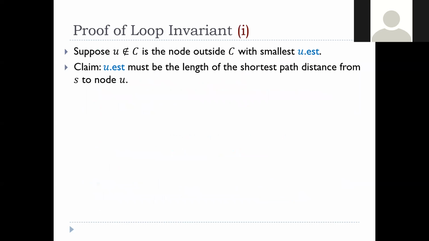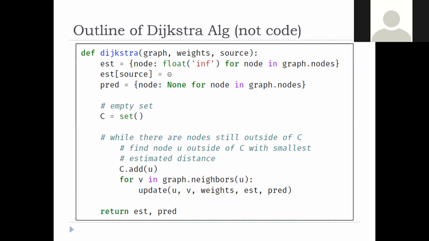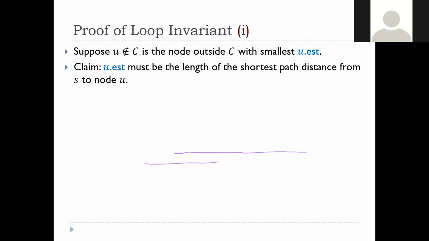How do we prove loop invariant one? This is the most important one. In other words, remember what the algorithm does: at each iteration it picks the node from outside C with the smallest estimated distance. What I want to argue is that this greedy choice of the next node that I'm picking is correct.